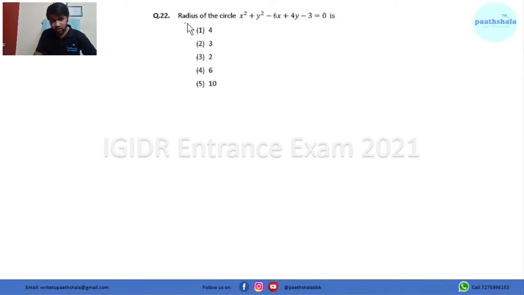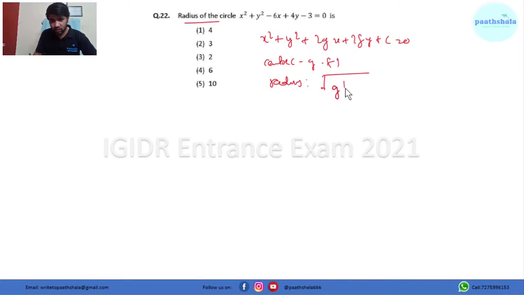In the next question, it is asking to find out the radius of the circle. So first we need to understand the general equation of a circle. It is x square plus y square plus 2gx plus 2fy plus c equals 0. Here we have center minus g, minus f, and radius is under root g square plus f square minus c.